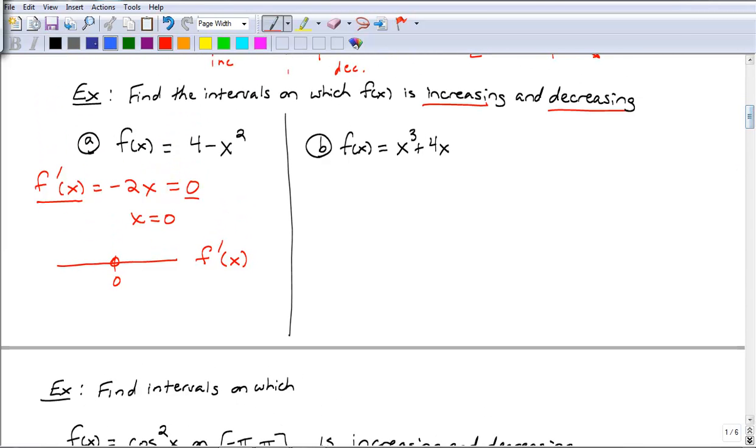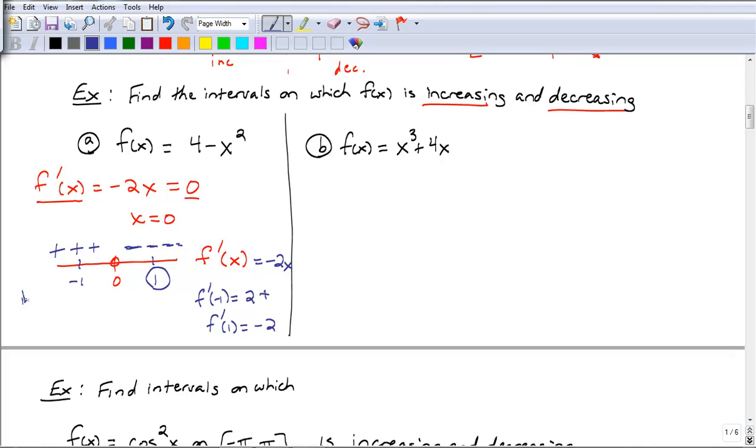I'm just going to pick some numbers that live around 0: -1 to the left, 1 to the right. And I'm going to plug them into the derivative. When I plug -1 into the derivative, I get 2. When I plug 1 into the derivative, I get -2. So that means it's positive in the area where -1 is, because 2 is a positive number. And it's negative in the area where x equals 1 is, because notice -2 gave me a negative number out.